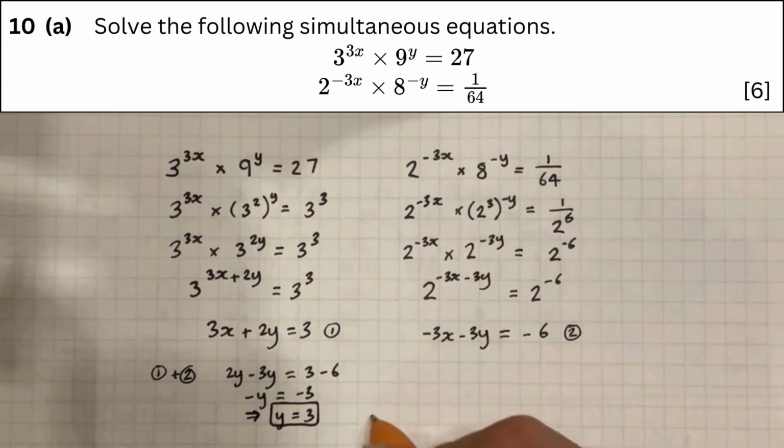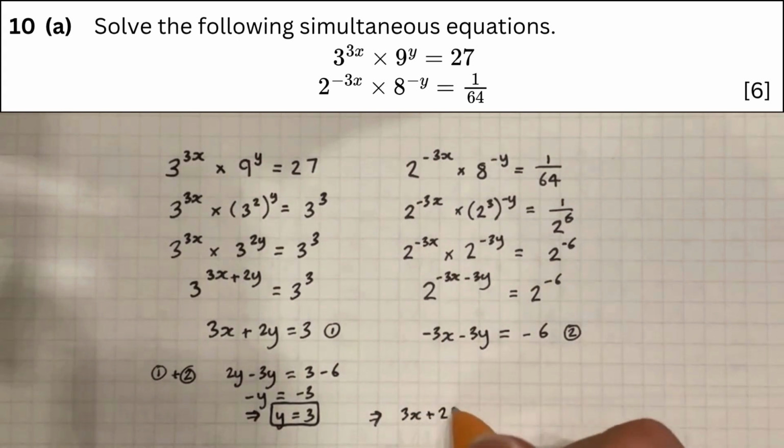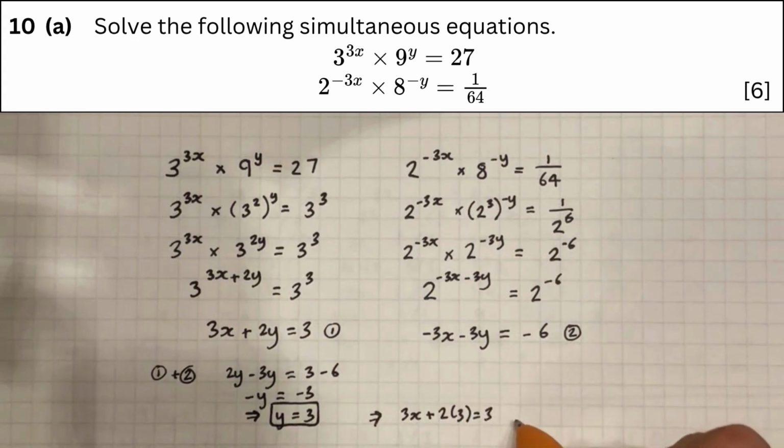But we also want x. So if we want x, I'm going to sub it back into one of the original equations. I'm going to use the first one to avoid the negatives. This tells us that 3x is equal to 3 minus 6, or minus 3, and therefore x is equal to minus 1.